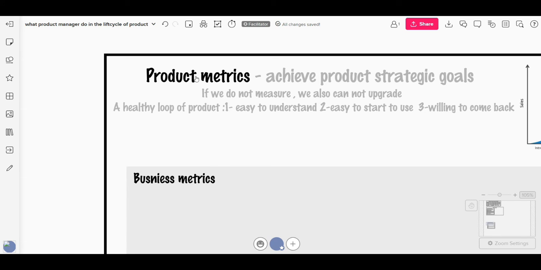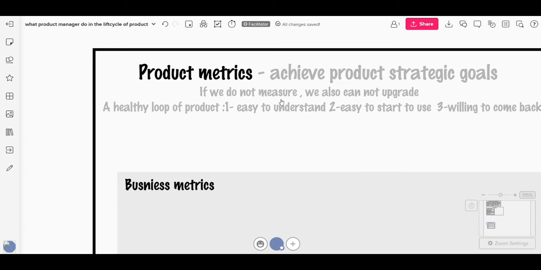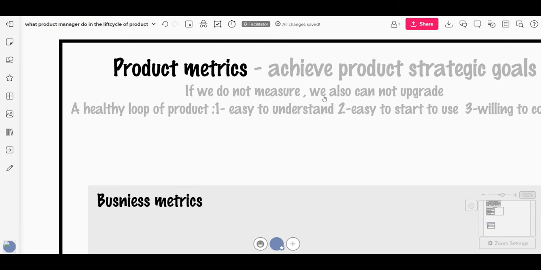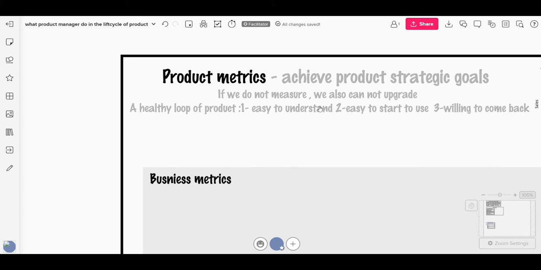Because by using product metrics we can achieve our product strategic goals. If we do not measure, our product will not improve, will not upgrade. So it is very important to use product metrics as a product manager when we design products.